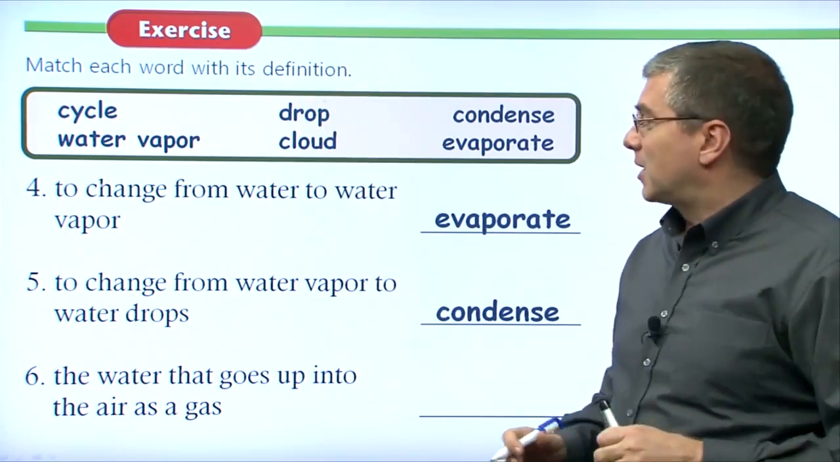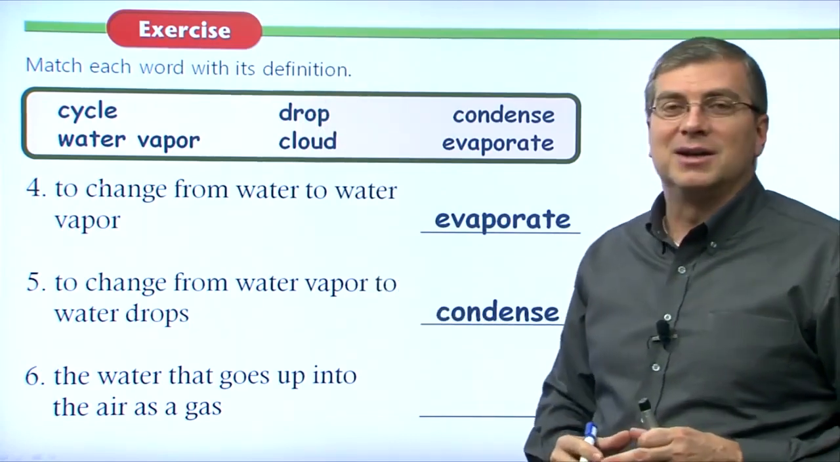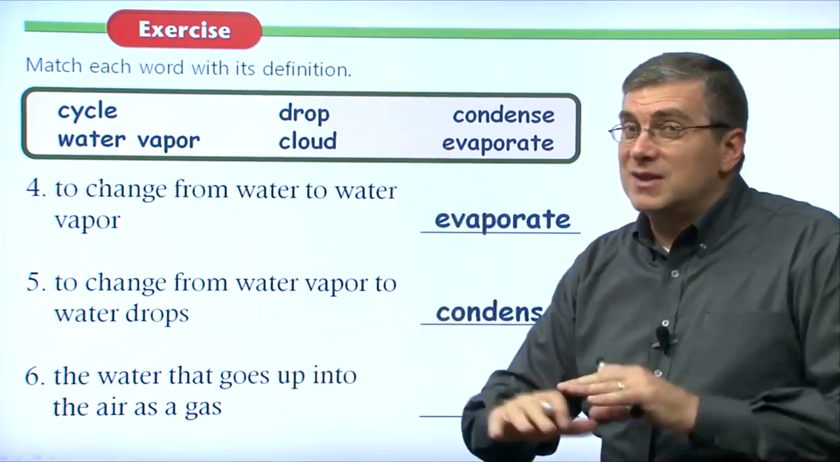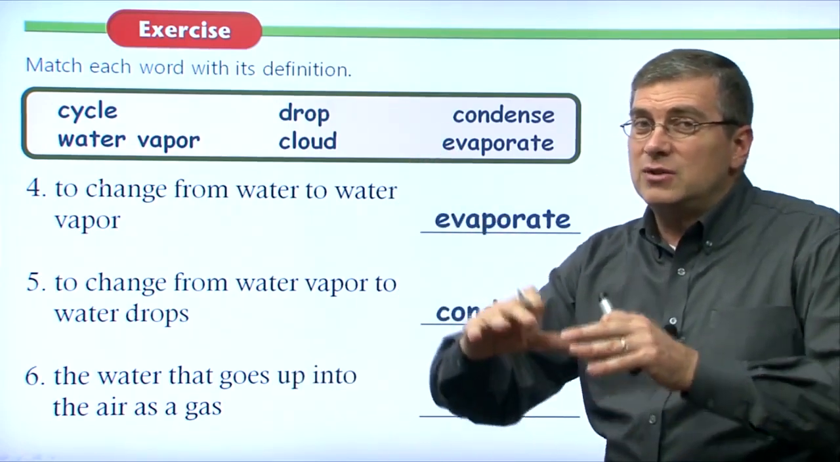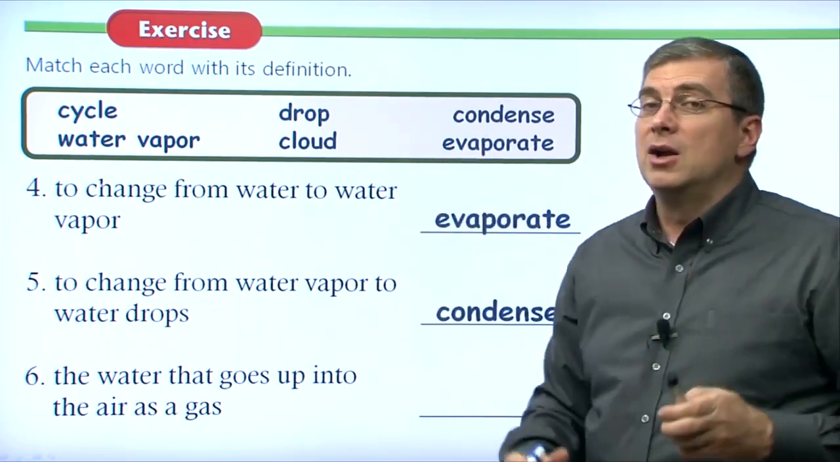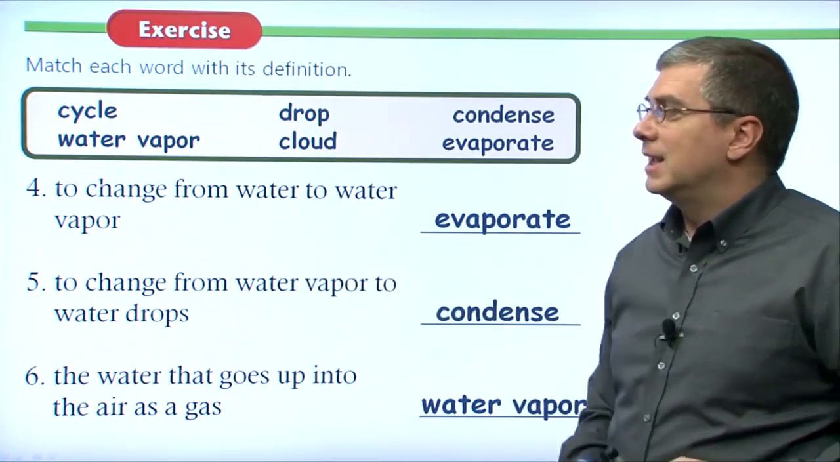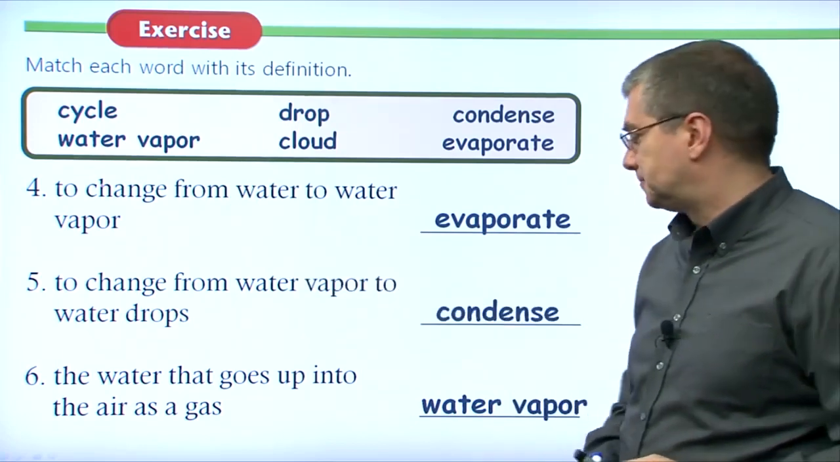Number six, the water that goes up into the air as a gas. So we've talked about that already in one of our definitions, right? The water that goes up in the air as a gas. It's not liquid anymore. It changes into a gas and it starts to go up in the air. We call that, of course, water vapor. We saw that before in definition number four.